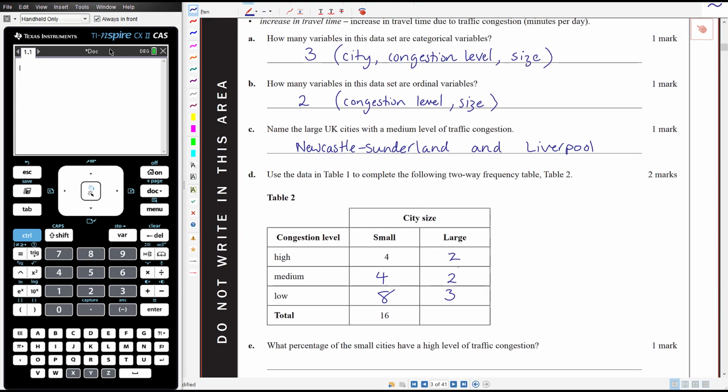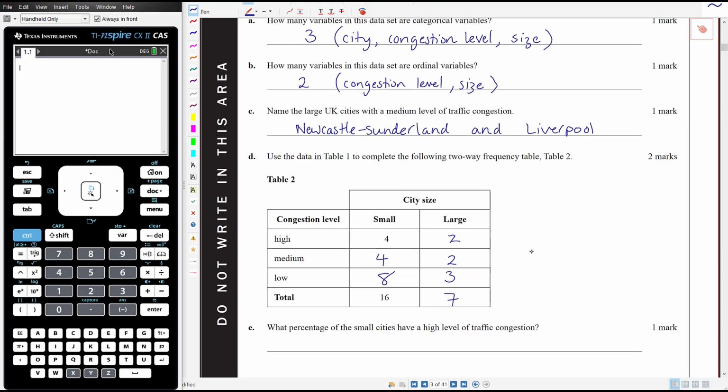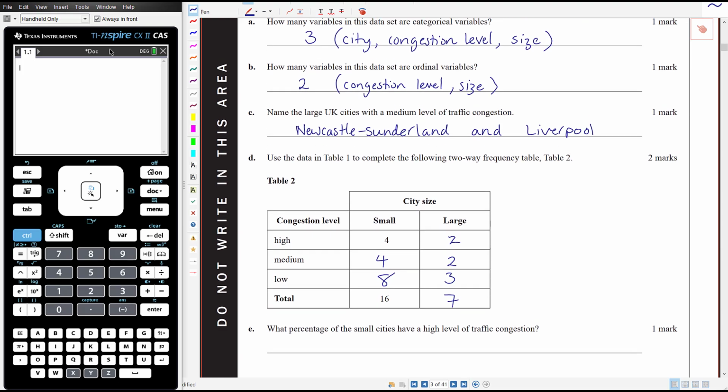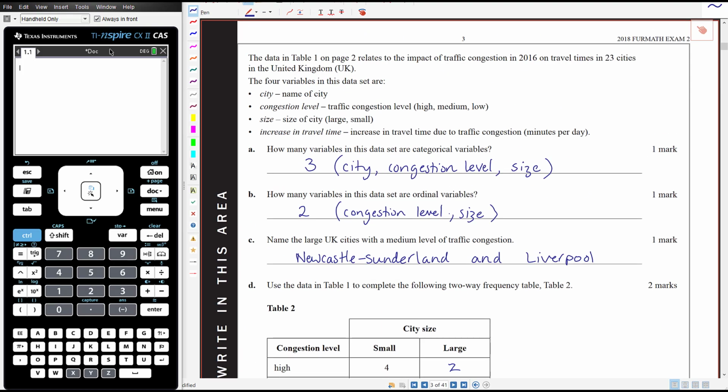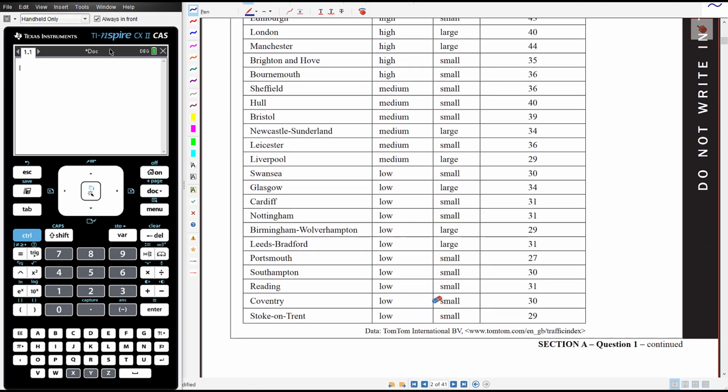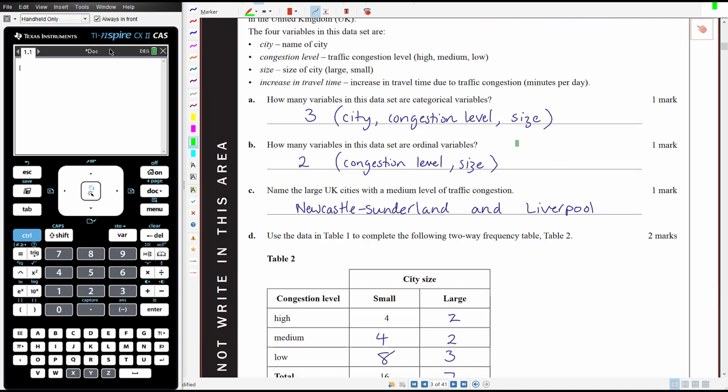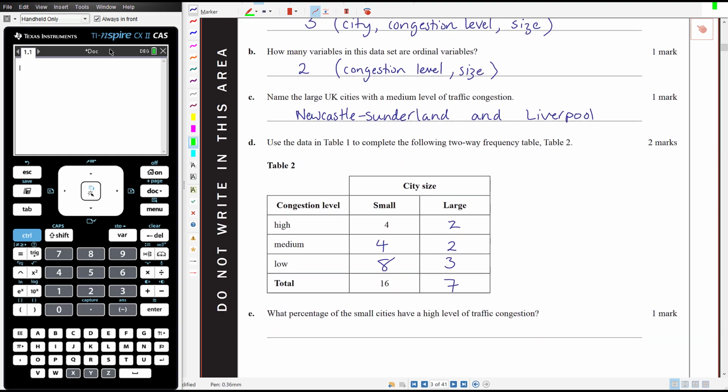Okay, so then we should be able to add up. We should have a total of 7 large cities, and we've already calculated the total of 16, so we could have used that. We should be able to confirm that that adds to 16, which it does. Let's just check that there are 7 large cities, and then that will confirm that we've found all the correct data values. So large cities, 1, 2, 3, 4, 5, 6, 7. Yes, good. Okay, happy that our data is correct.